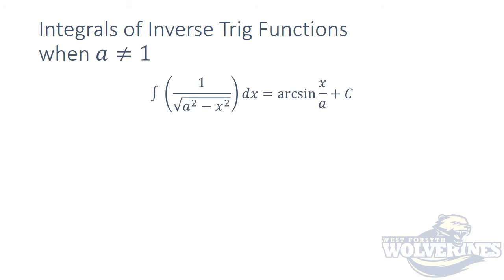I hate memorizing stuff. Okay, so if it's arcsine, and you have, let's say, 9 minus x squared instead of just 1 minus x squared, inside your arcsine in your antiderivative, it just becomes x over the root of that number. So if it's 9 minus x squared, then it would be x over 3, for example. And we're just going with the positive root.